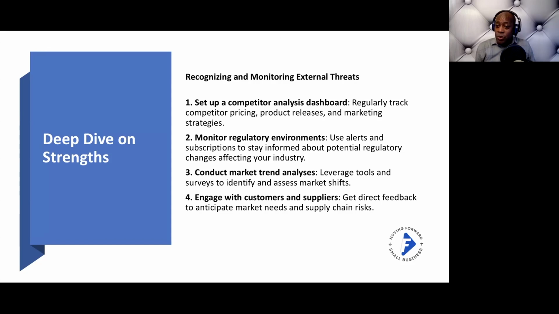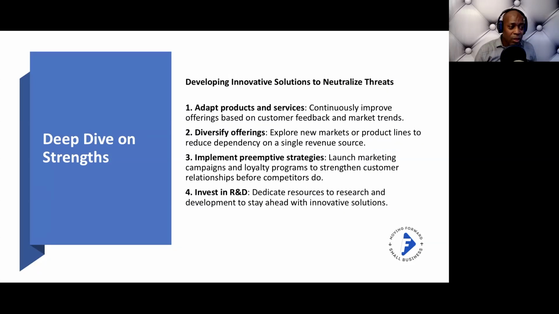Okay, and so you can get that. So, how do you develop innovative solutions to neutralize threats? Well, you adapt your products and services, continuously improve offerings based on your customer feedback and your market trends. Diversify offerings. Explore new markets or product lines to reduce dependency on a single source of revenue. You need to diversify your revenue streams. If you have one revenue stream, if that revenue stream gets shut down, you are done.